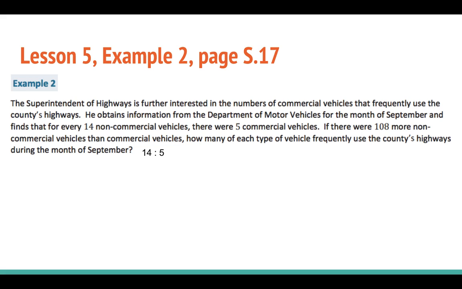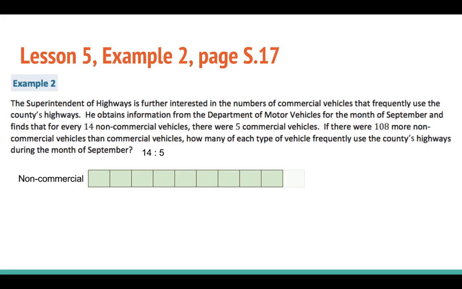Now, we were given the ratio of 14 to 5, so that means 14 non-commercial vehicles. Here are our boxes: 1, 2, 3, 4, 5, 6, 7, 8, 9, 10, 11, 12, and 2 more. 14 boxes. Then our commercial vehicles, and there were 5: 1, 2, 3, 4, 5.